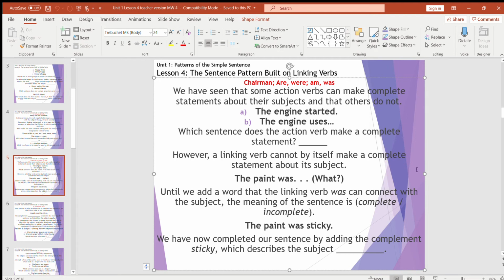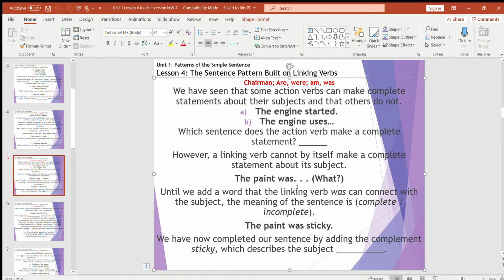Now, action verbs can do that. They can just be by themselves and be a complete sentence. But circle, star, highlight. Linking verbs can never make a complete statement about the subject. You will always need another word there. So for example, the paint was... was is a linking verb. I can't just have the subject and then the linking verb. I could if it was an action verb, but a linking verb needs more information, right?